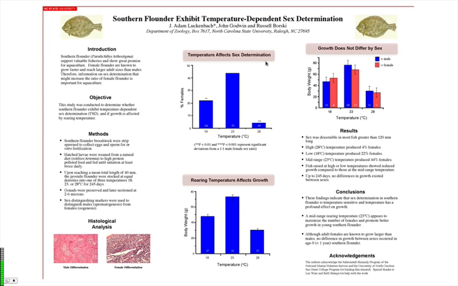Temperature affects sex determination. Here's my evidence. Rearing temperature affects growth. Here's my evidence. Growth does not differ by sex. Here's the evidence. It's a very effective technique.